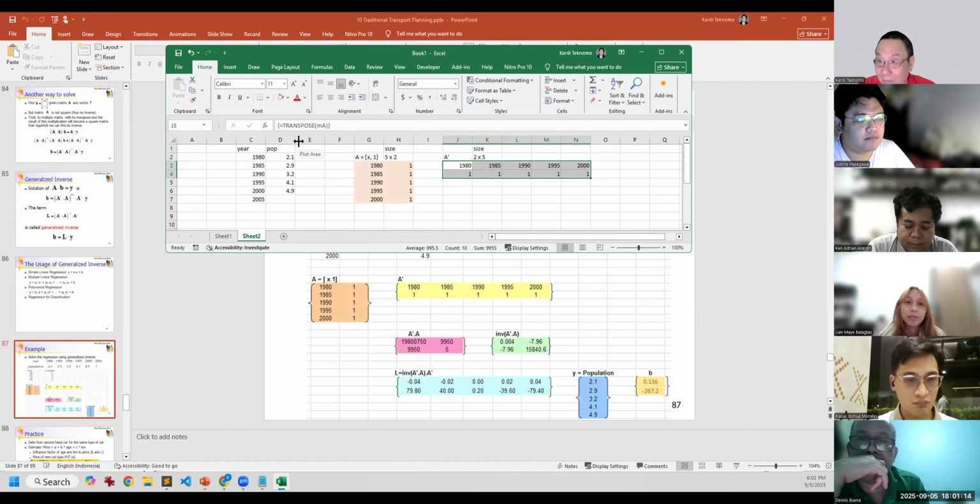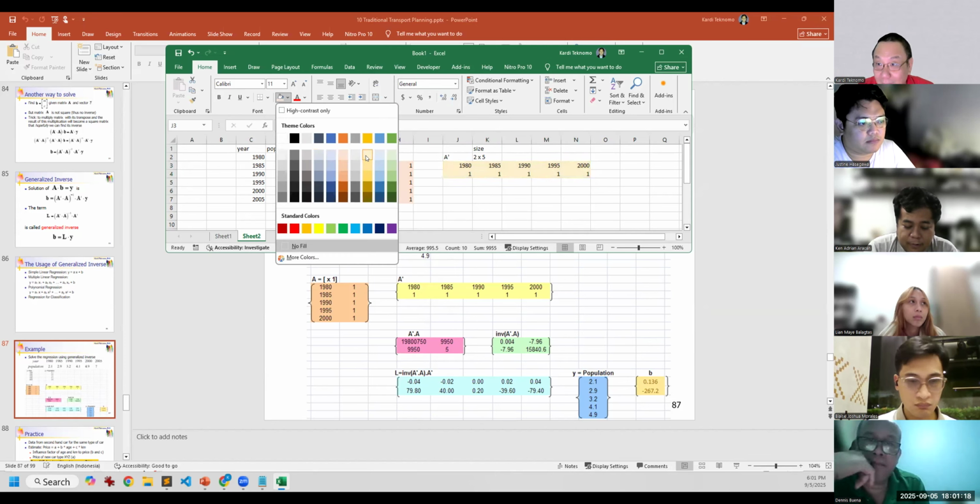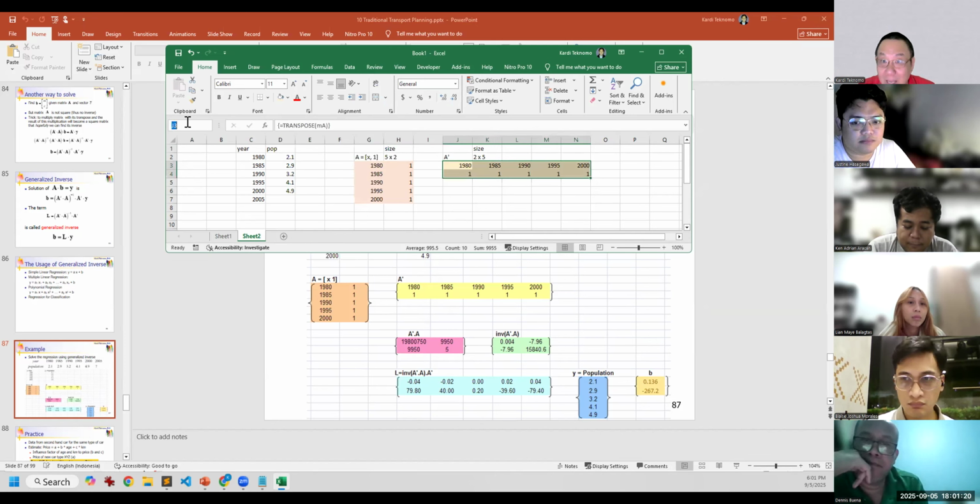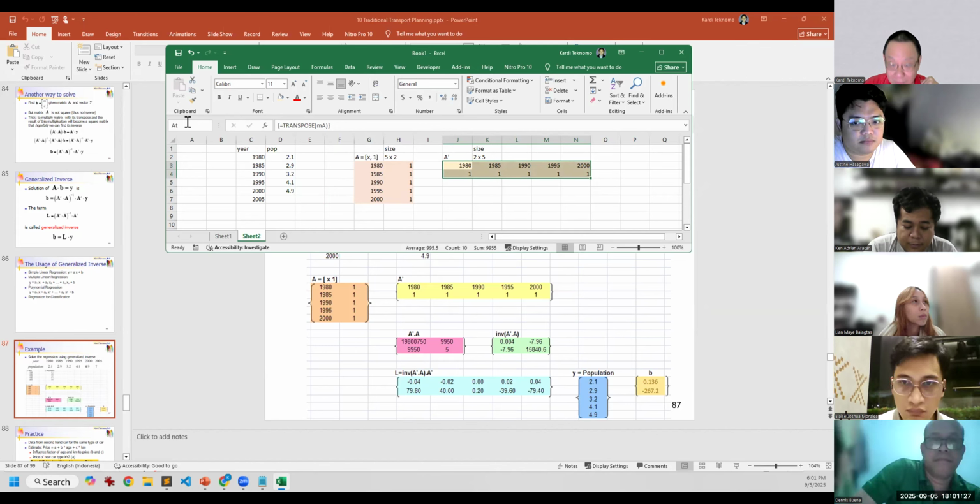Okay. Once you have this, I will color this, and I will give a name. Okay, what's the name? A transpose, AT. Yeah. Okay. So A transpose. Okay. Can you do that?